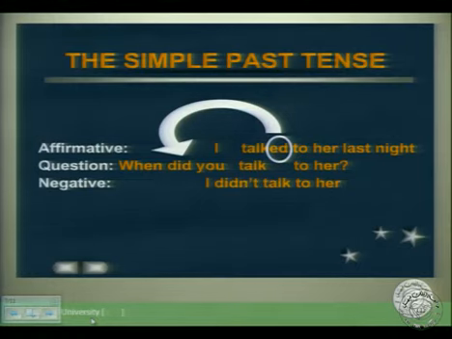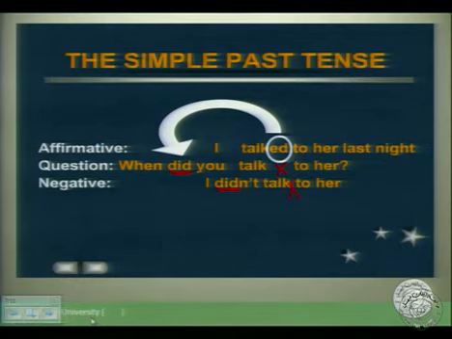Affirmative: I talked to her last night. When did you talk to her? I didn't talk to her. This is very important: when you have the sentence I talked to her last night, and then we want to make a question, when we have did, we delete the ed. There is no ed in the sentence. Why? Because we have did. This is the rule. Why? We don't know. This is the English language. We have to accept it. We have to memorize this rule. There is no explanation for this. When we have did, we delete the ed. And the same here, because we have did, we deleted the ed.